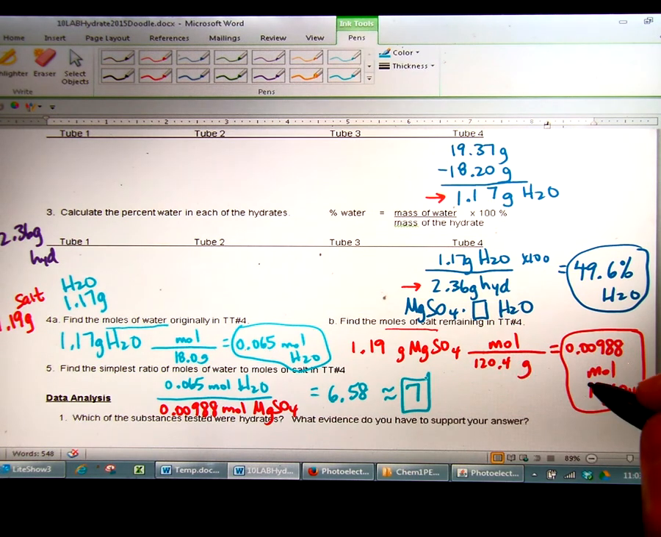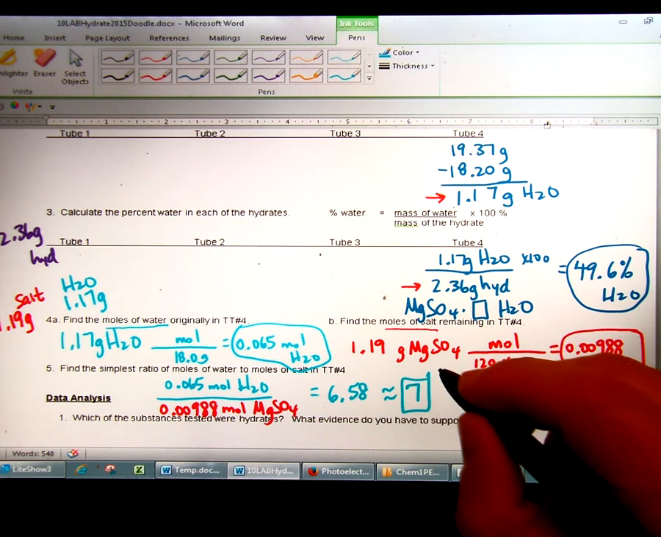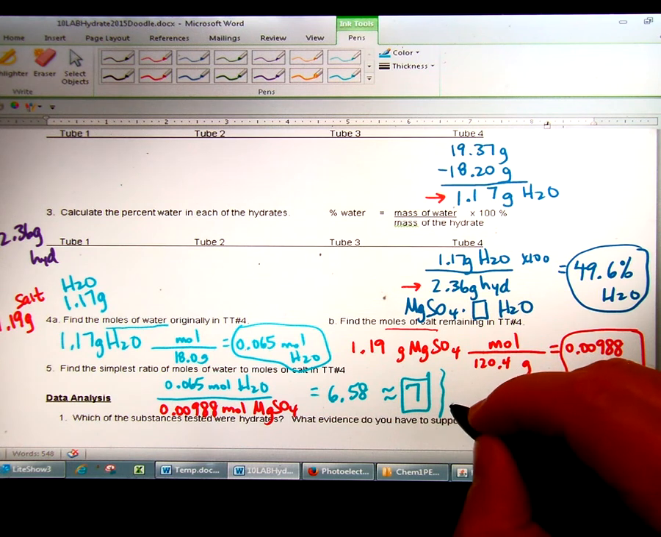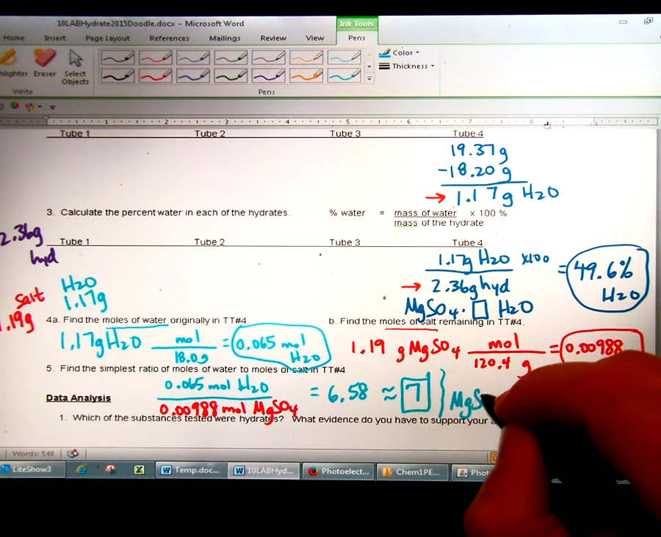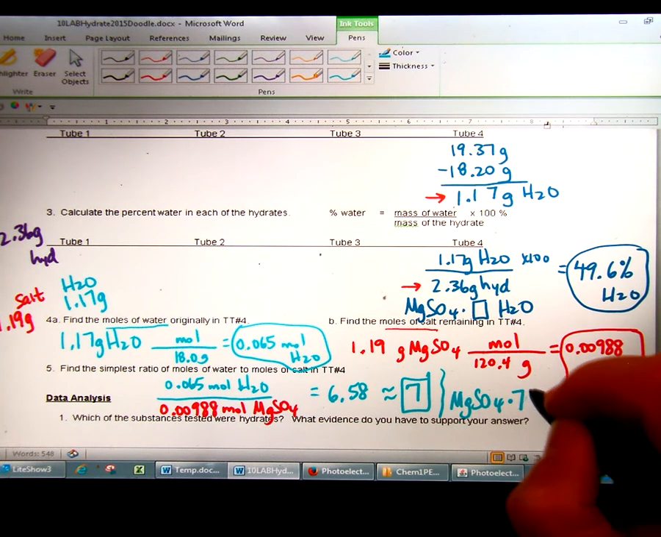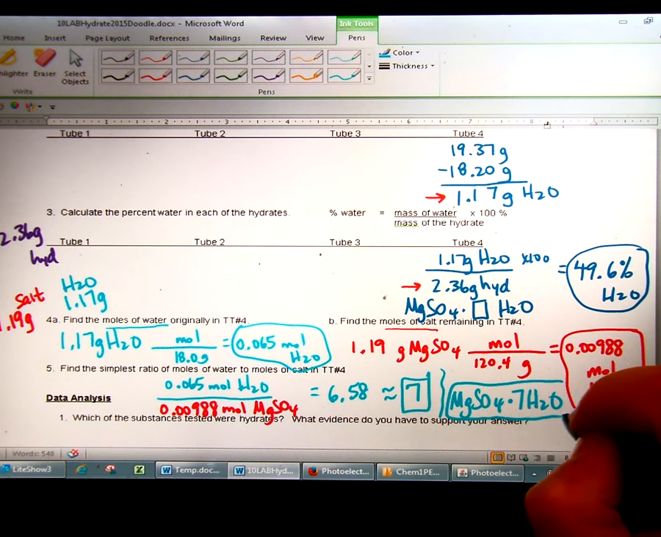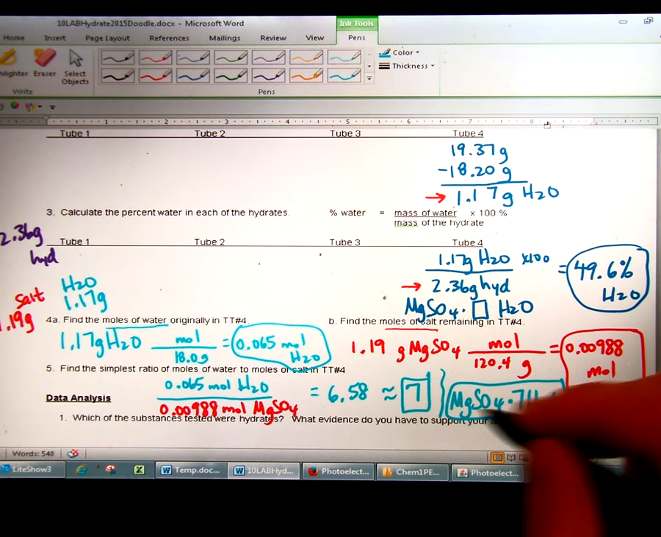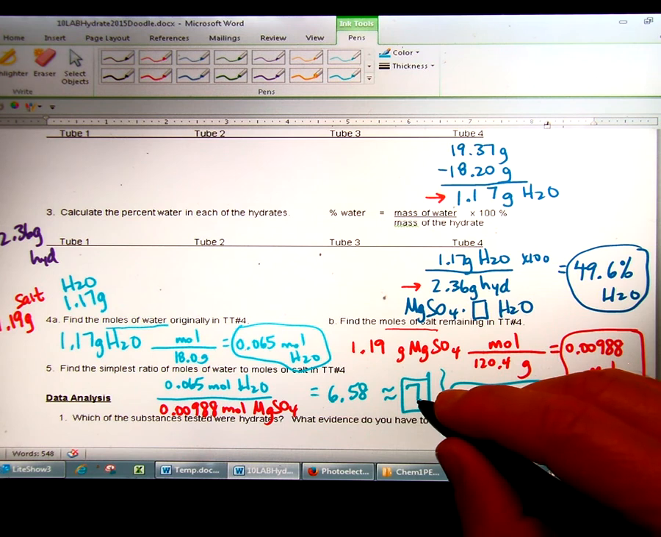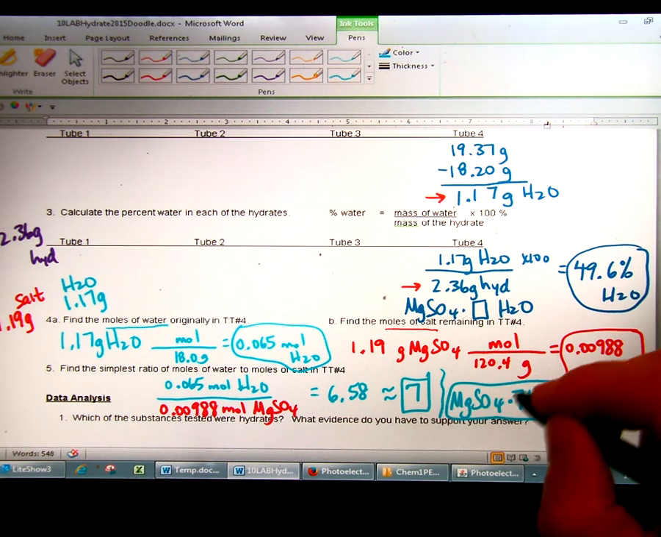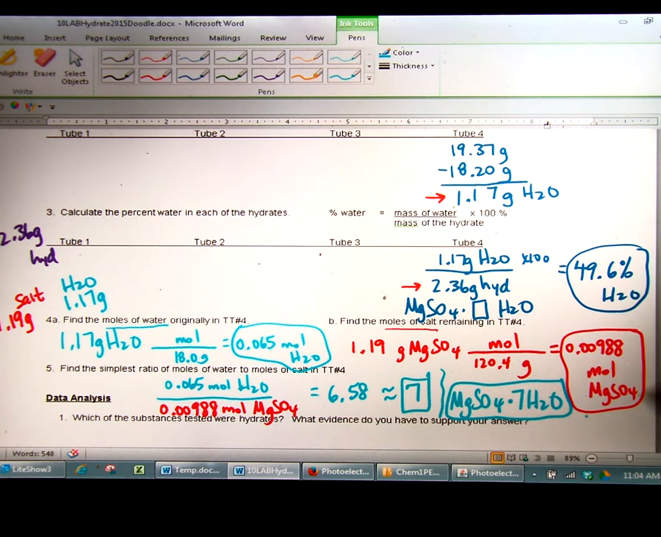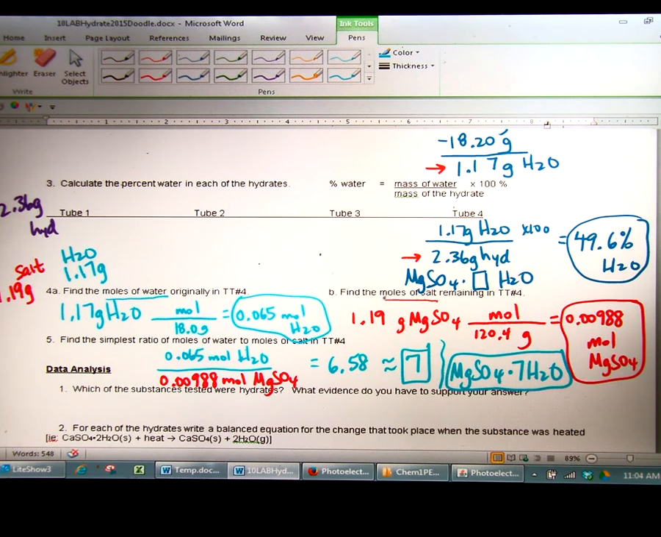So what that means is that the answer for my hydrate would be MgSO4.7H2O, according to these results, which actually is the right real-life answer. But if yours doesn't come out to be a 7, if yours comes out to be a 6 or a 5, you would write that number right here, and that would be fine, because that's your data. Okay, lastly, for the data analysis, you'll be able to figure this out yourself.